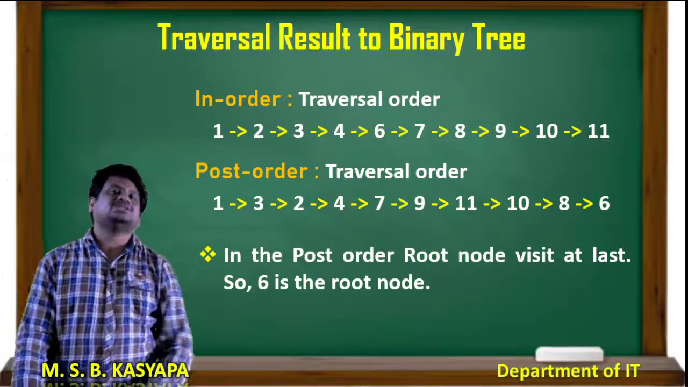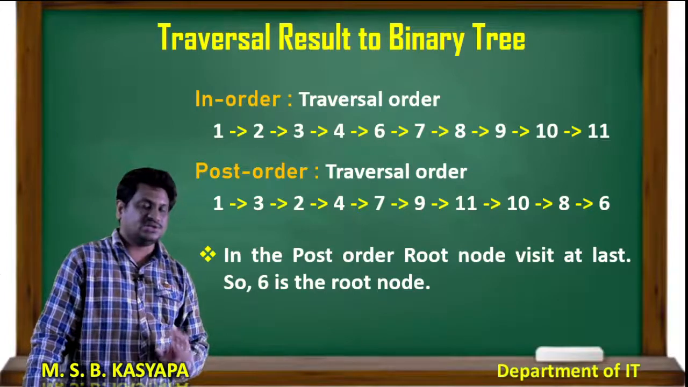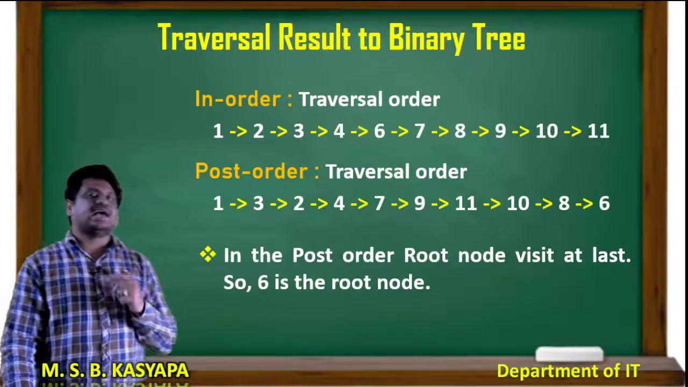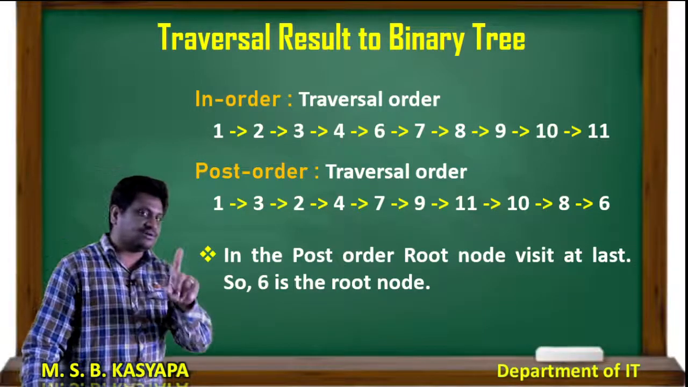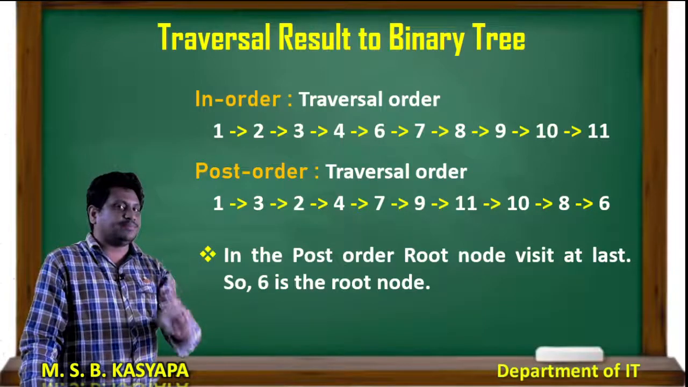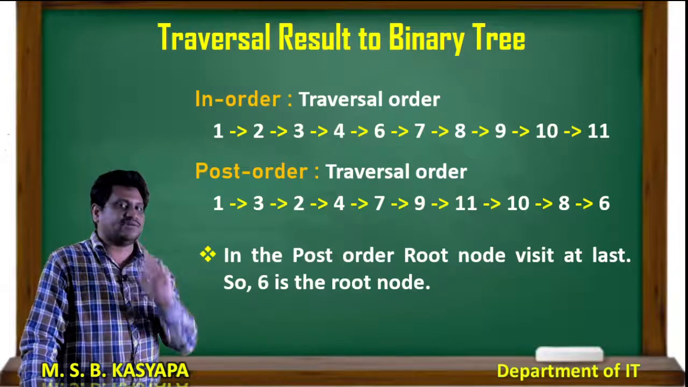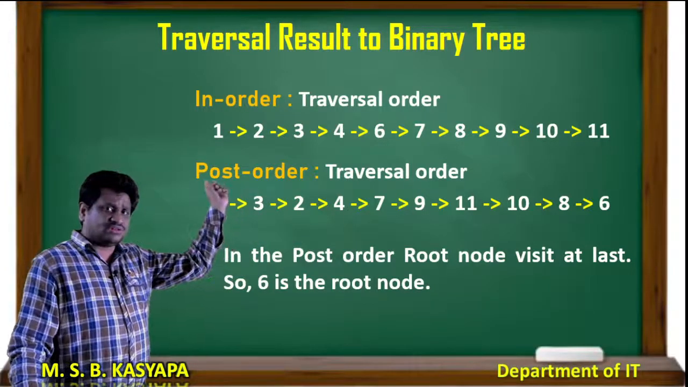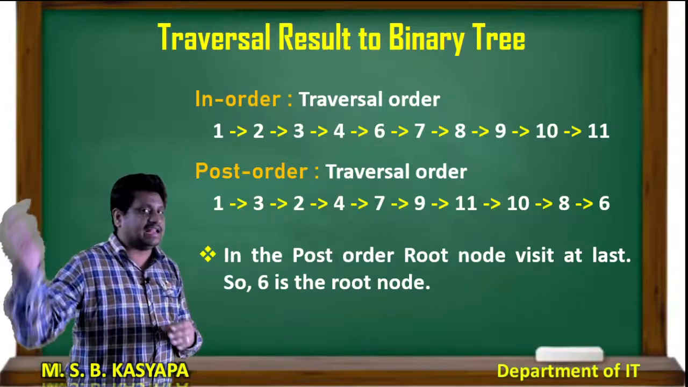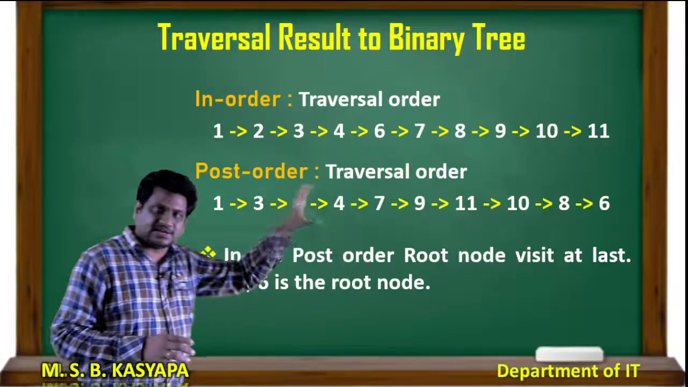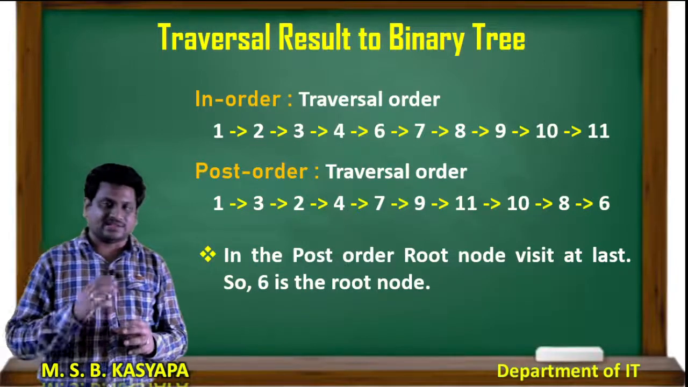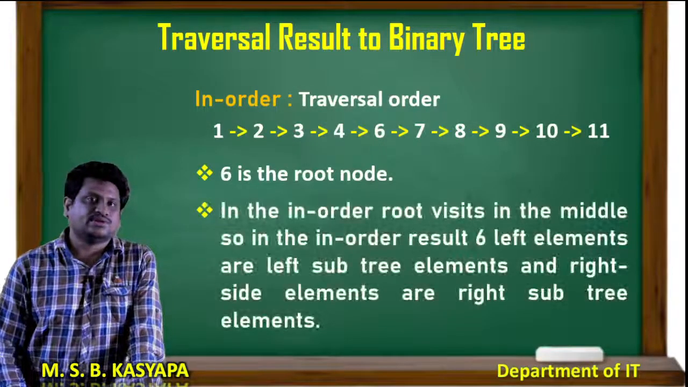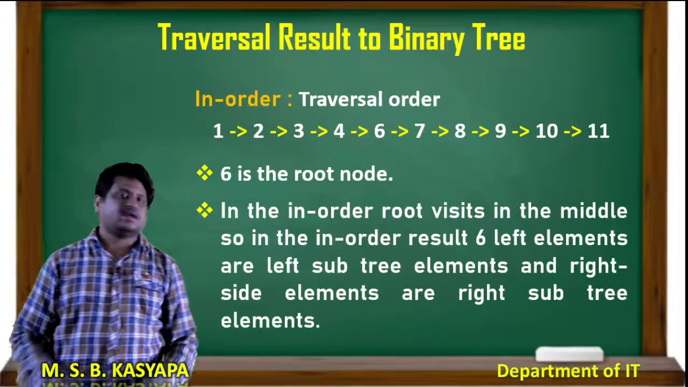Now first I am taking the in-order and post-order traversals. With these traversals I am going to construct a tree. First I have to find the root node from the pre or post order, whichever I have been given. Now if you see, it is a post-order, so post means last. What is the last element in this order? 6. So I take 6 as the root node. Now I have found the root node.